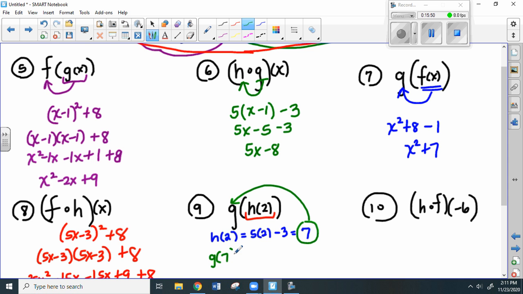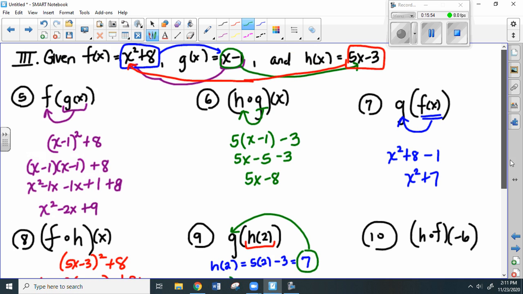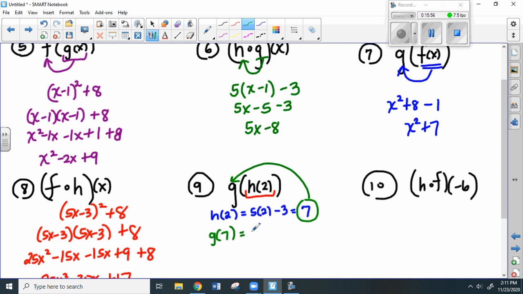So I'm really just finding G of 7. Okay? And G was X minus 1, so this is 7 minus 1, which is 6. And 6, that second answer, is my final answer. Okay, so listen to that carefully again. I put 2 into the H function first. Then I put the answer to that into the G function.